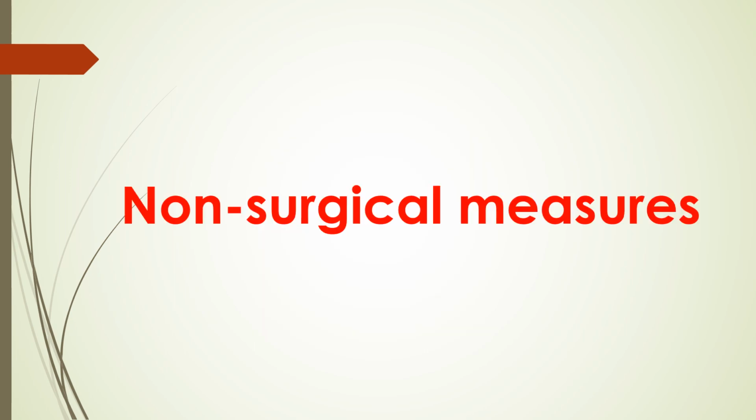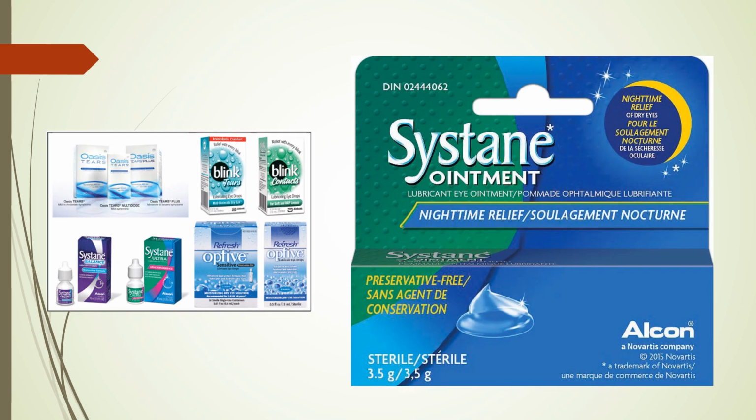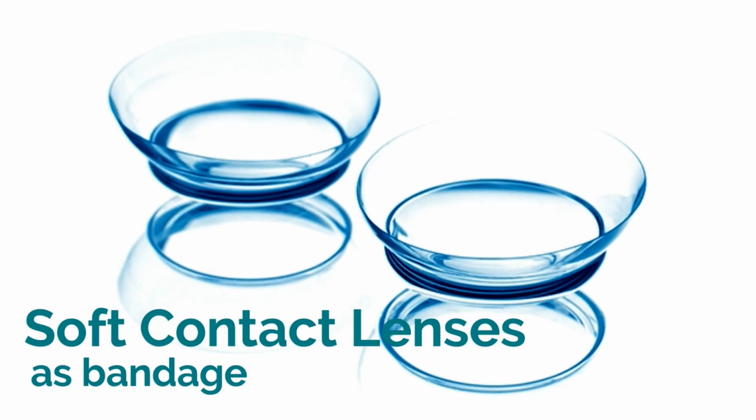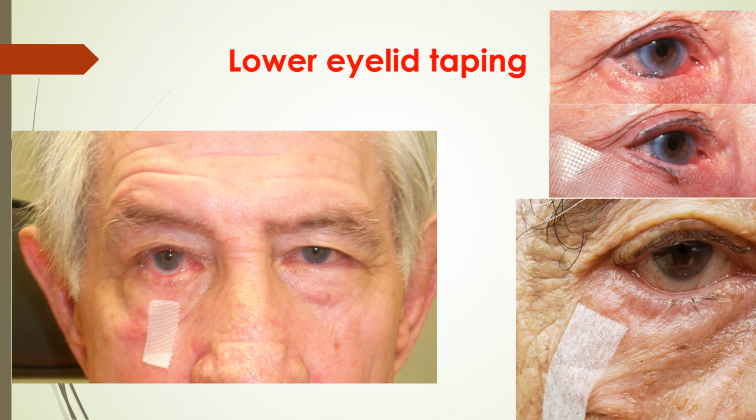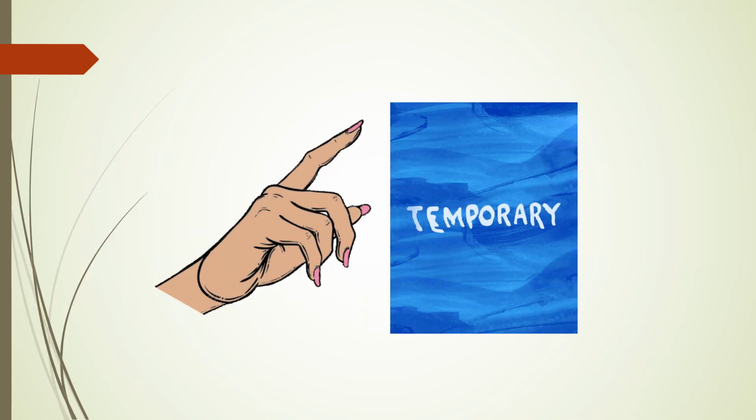We have some non-surgical measures that can aid in many cases: artificial tears or tear substitutes in the form of eye drops and eye ointments, soft contact lenses as bandage to protect the cornea, lower eyelid taping. These measures are temporary.